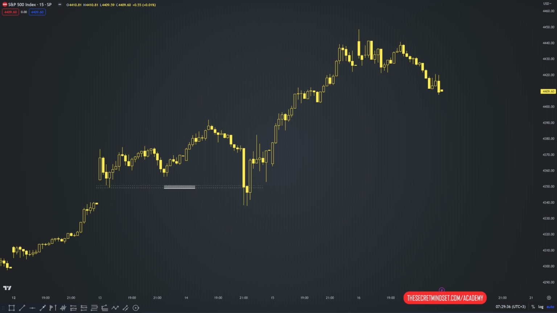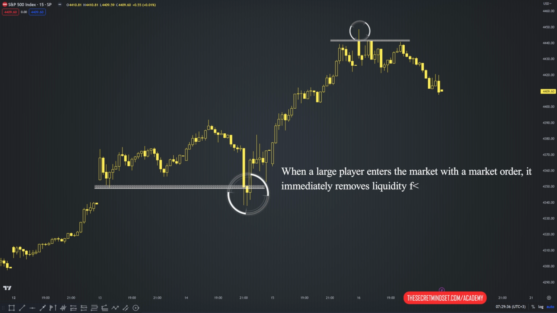A significant part of traders struggle when it comes to effectively trading these zones, and one of the key factors at play is liquidity. Liquidity is the ability to buy or sell something without causing a large price change. When a large player enters the market with a market order, it immediately removes liquidity from the market because he is demanding an immediate execution of his trade. His market order is then matched with someone who has a pending order to sell.